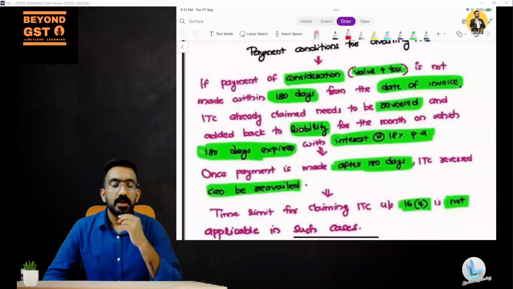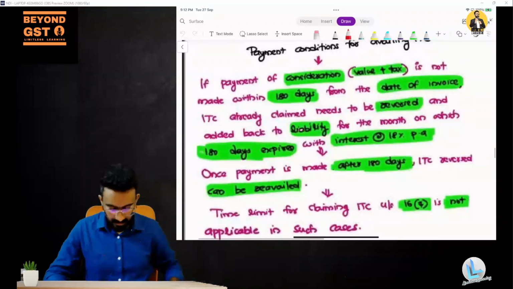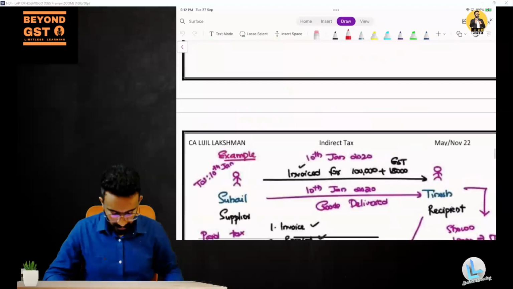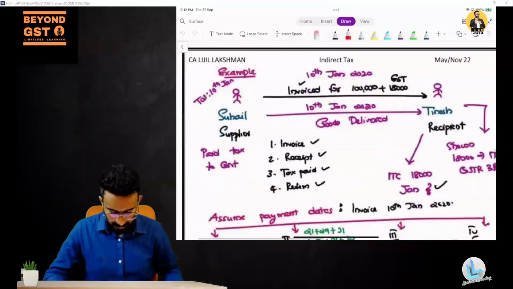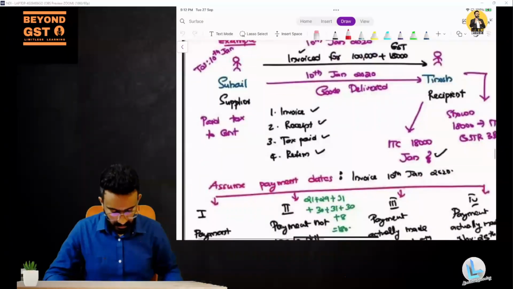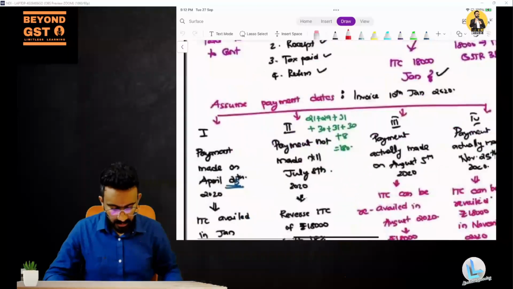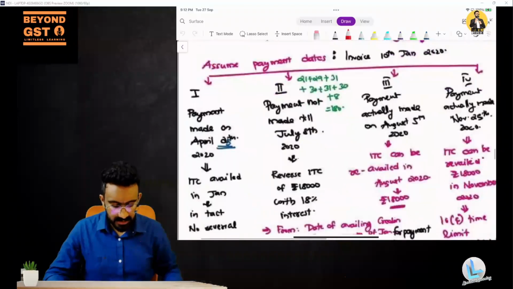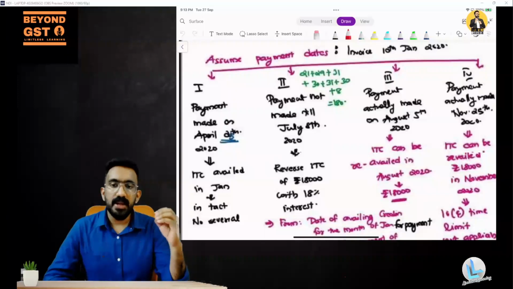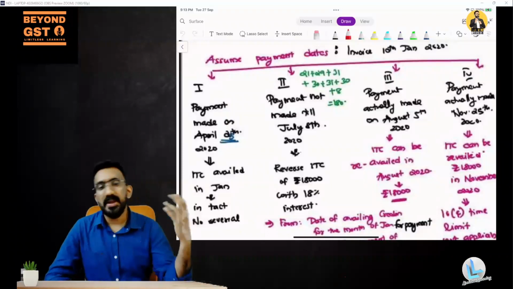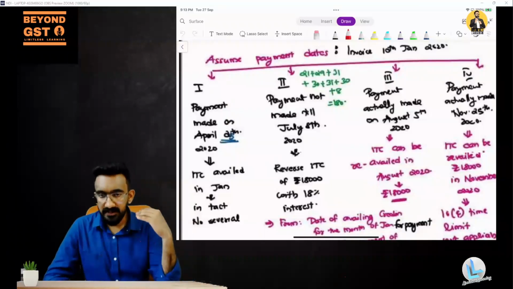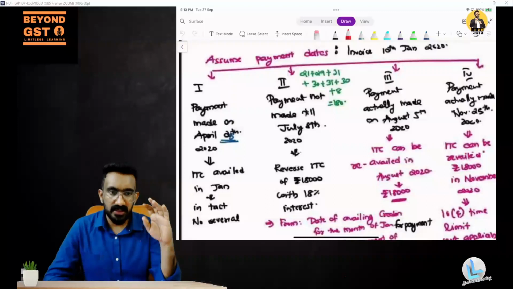Now, say in an example, I've put an example here. Say the invoice date is 10th January. I've purchased something on 10th January from a supplier. I made payment to him on April 25th, which is within 180 days. Which means I would have taken the credit in January itself. Is my credit in January intact? Yes, no problem, because your payment is within 180 days.